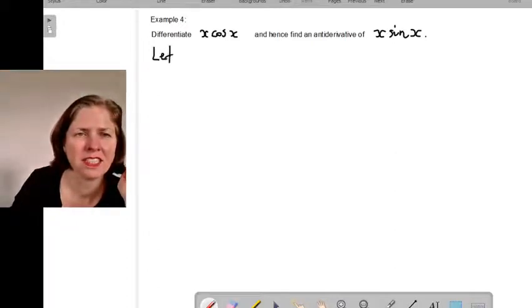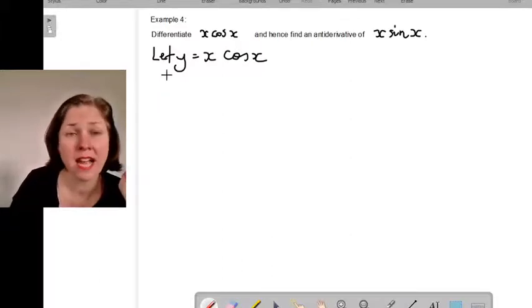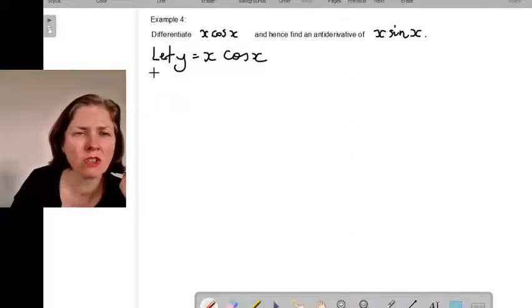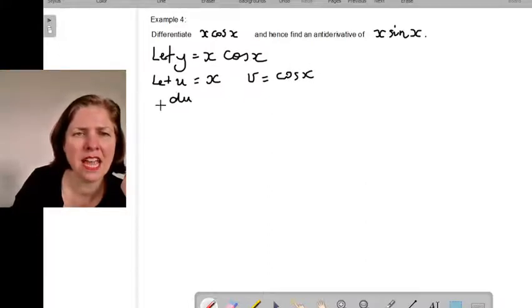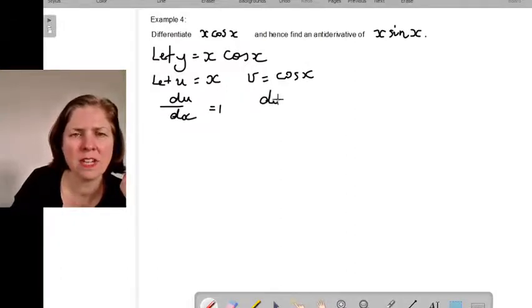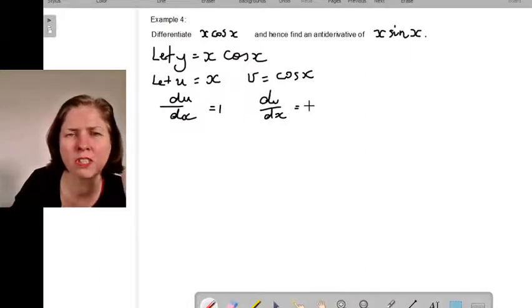So first, let's let y equal this function x cos x. Then I'm looking for dy dx, but I'm also going to let u equal x and let v equal cos x. That means du dx is equal to 1 and dv dx is equal to, well, the derivative of cos x is negative sine x.